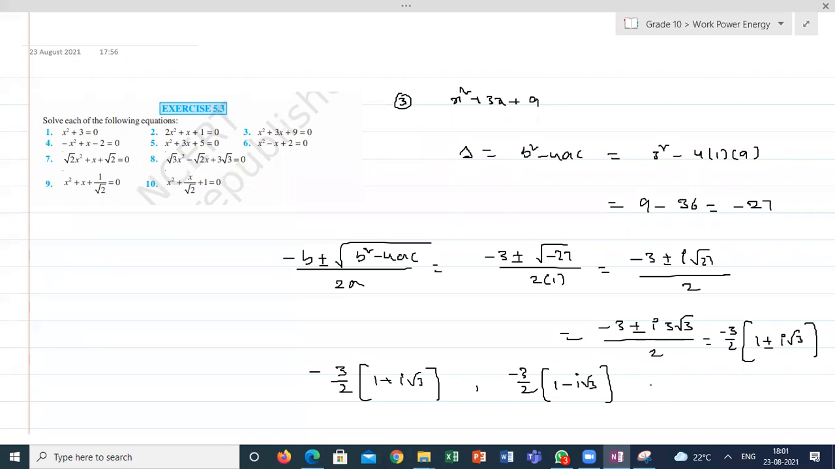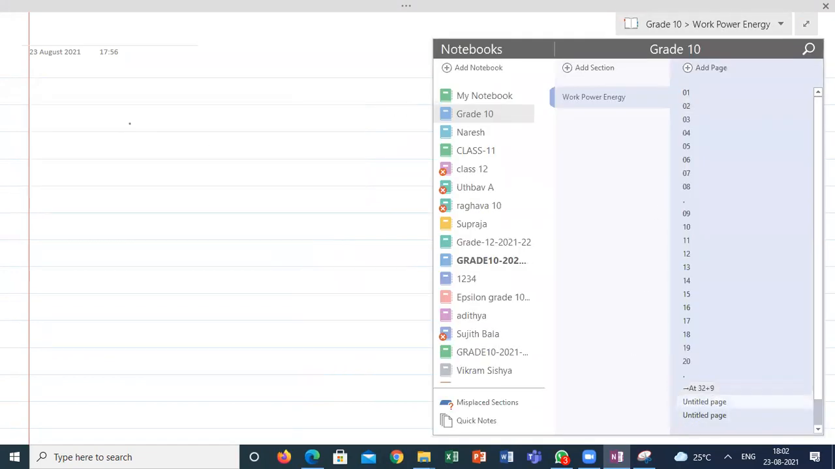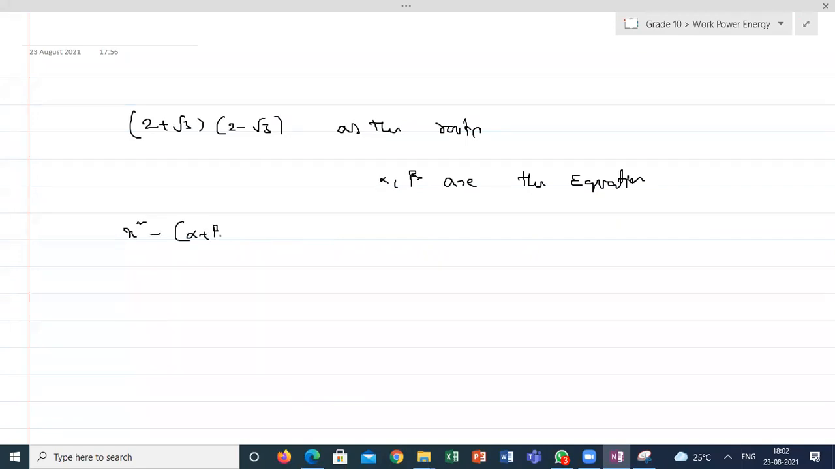So can you give some example? Yeah, if I want to give an example, I'm taking 2 plus root 3 and 2 minus root 3 as the roots. If alpha, beta are the roots of the equation, what is that quadratic equation? x square minus (alpha plus beta) x plus alpha into beta. Am I right? Yes, sir.